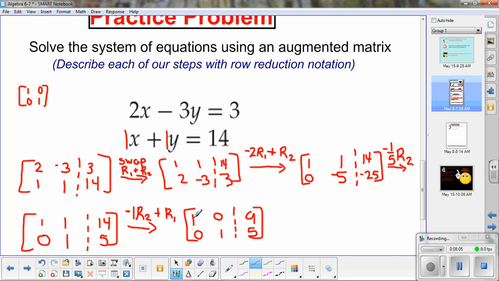Now, since we have our identity matrix of 1, 0, 0, 1, our answer to the system is right here. This is going to be 9, 5. The reason why it's 9, 5 is this is like 1x plus 0y equals 9. Therefore, x equals 9. And then 0x plus 1y equals 5, so y equals 5. Now you can still check your work on these problems by taking your solution and plugging 9 in for x and 5 in for y and see if it works in both equations. If it does, you have the right answer.